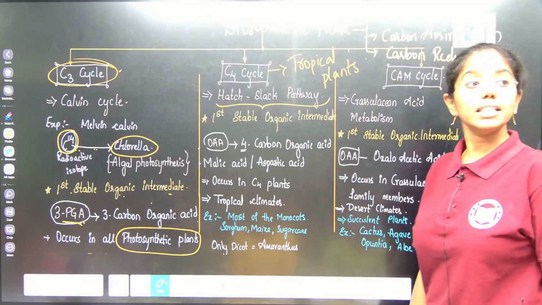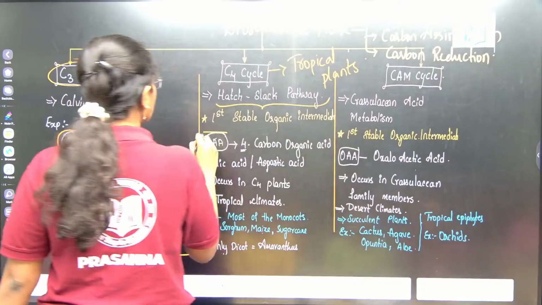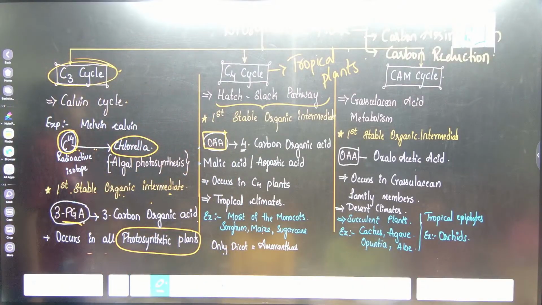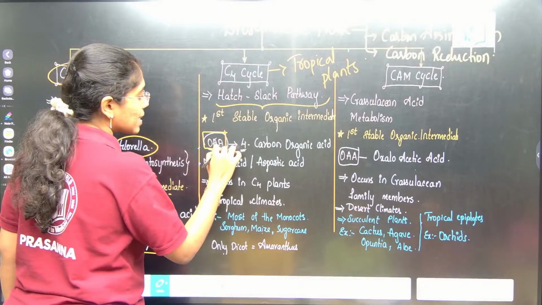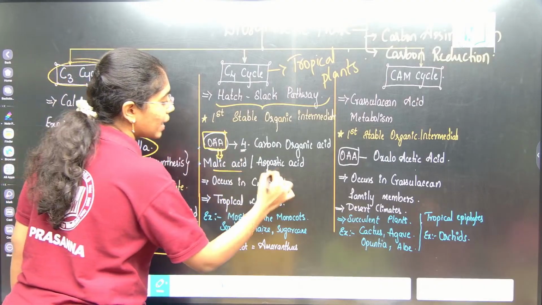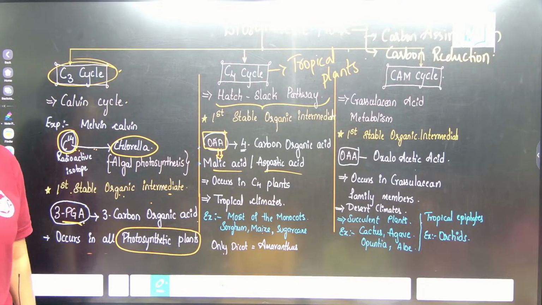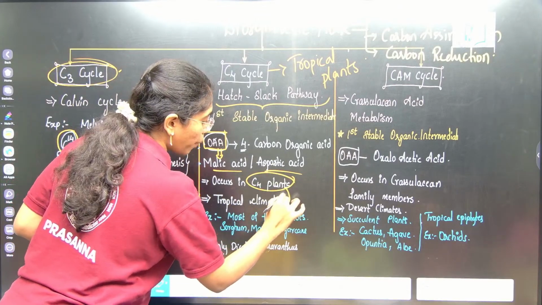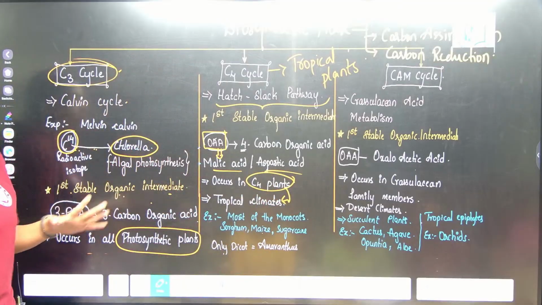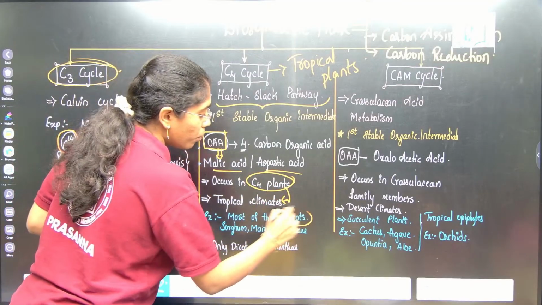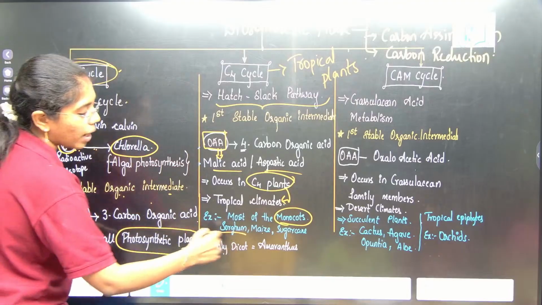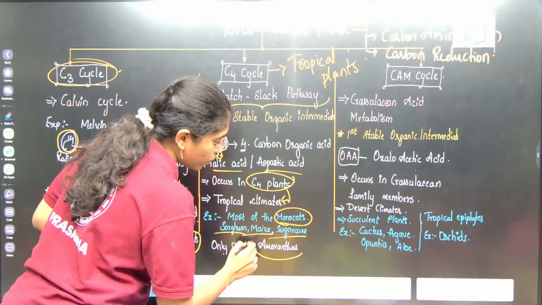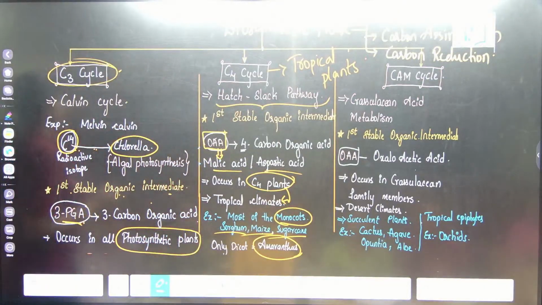Where the first stable organic intermediate formed is oxaloacetic acid. This oxaloacetic acid later turns to malic acid or aspartic acid. This occurs only in C4 plants which grow in tropical climates. Most of them are monocots. They can be sorghum, maize, sugarcane. Only dicots which are included here are amaranthus.